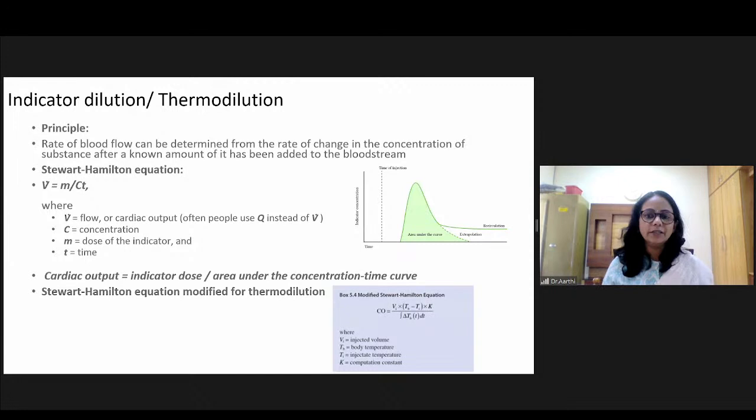So either an indicator or a temperature change is analyzed, and then a curve is formed, and the area under the curve is analyzed using the formula, and the cardiac output is measured with the following formula: indicator dose divided by the area under the concentration-time curve. So this is basically the indicator dilution technique. And Stewart Hamilton modified this technique with a formula which includes a computation constant or injected temperature change to assess the cardiac output with respect to the thermodilution technique. It's almost a similar formula, slightly modified in thermodilution measurement.